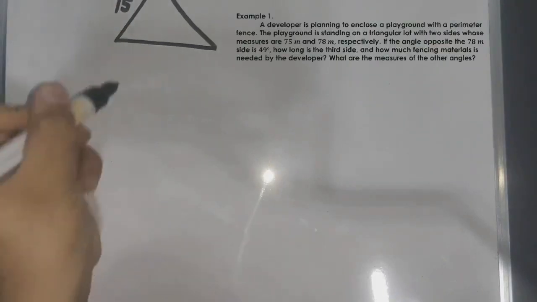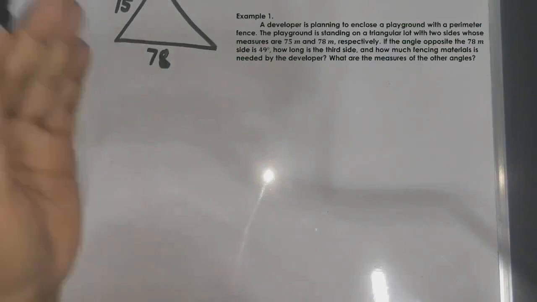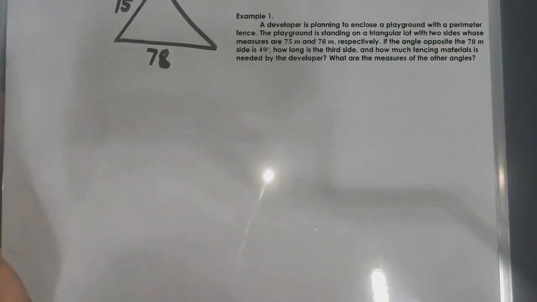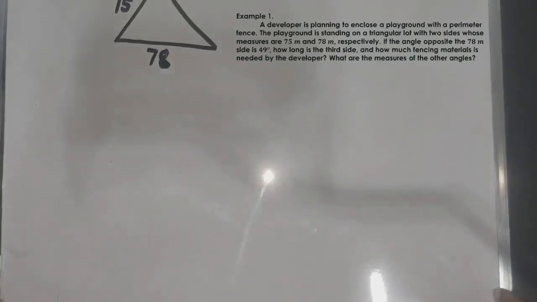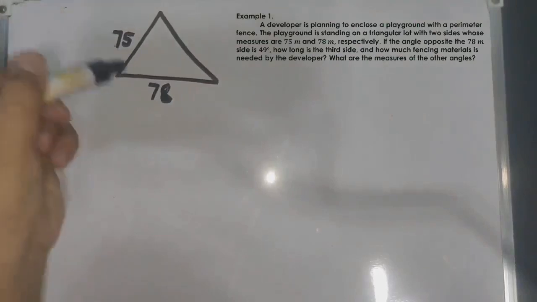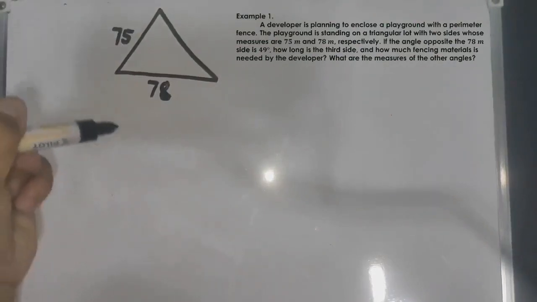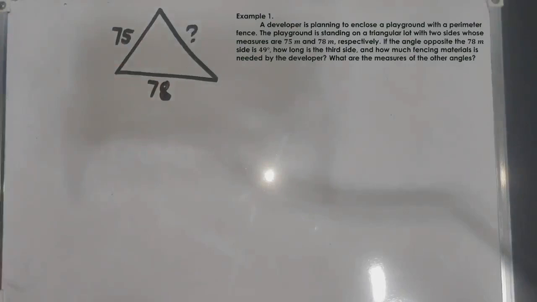So, we have 75. Okay, ito yung 75 and then 78. So, mas malaki yung 78. So, ibig sabihin mas mahaba yung kanyang measurement. Okay. And then yung 75 mas maliit. So, ito yung measurement niya. So, ang nawawala nating side ay ito. So, ano ba yung measurement nun?